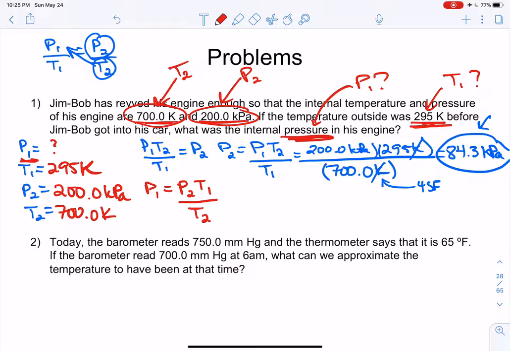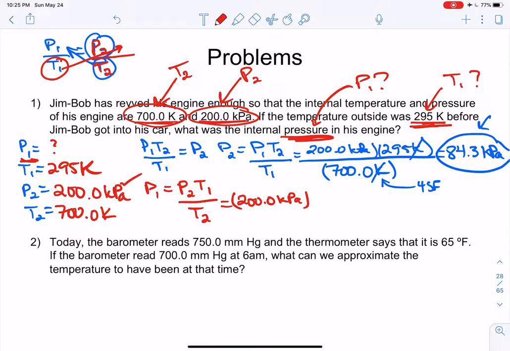And what I did was I kept P2 and T2 where they're at, and then I took T1 and moved it diagonally across the equal sign because that's legal. And so if we fill in our numbers here, if we just plug and chug, we've got P2 is equal to 200 kilopascal.